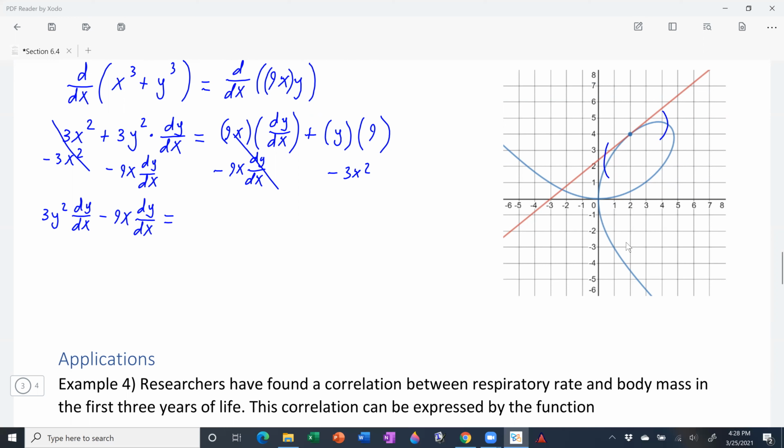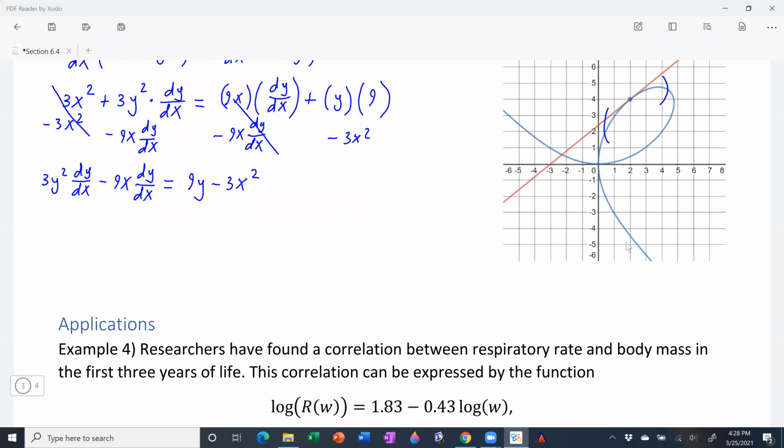equals, and then over here, I can write that as 9y minus 3x squared. Okay, not too bad. Let's factor out that dy/dx. And we have 3y squared minus 9x. And divide both sides by this junk.